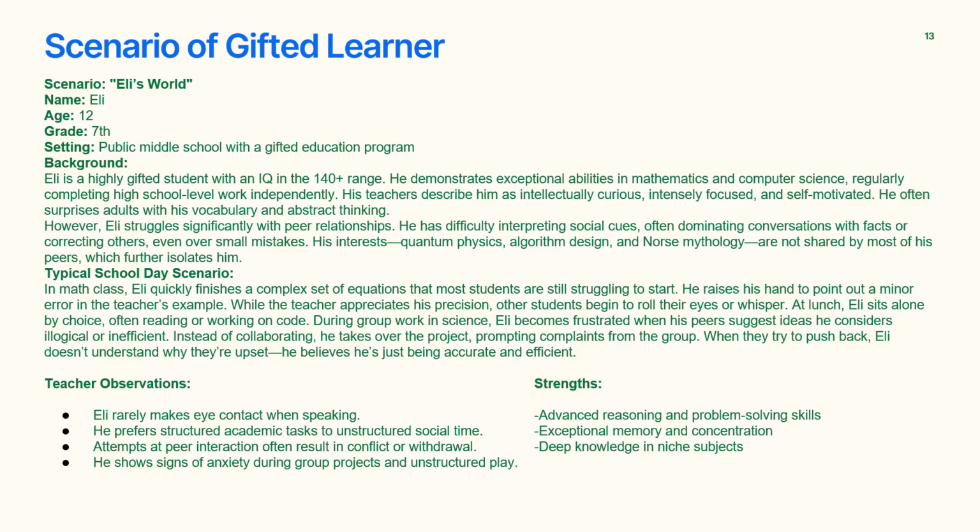Some things that Eli's teachers observe: that he rarely makes eye contact when speaking, that he prefers structured academic tasks over unstructured social time, that his attempts at peer interaction often result in conflict or withdrawal, and that he shows signs of anxiety during group projects or unstructured play. They also note his strengths, including advanced reasoning and problem-solving skills, exceptional memory and concentration, and deep knowledge in niche subjects.